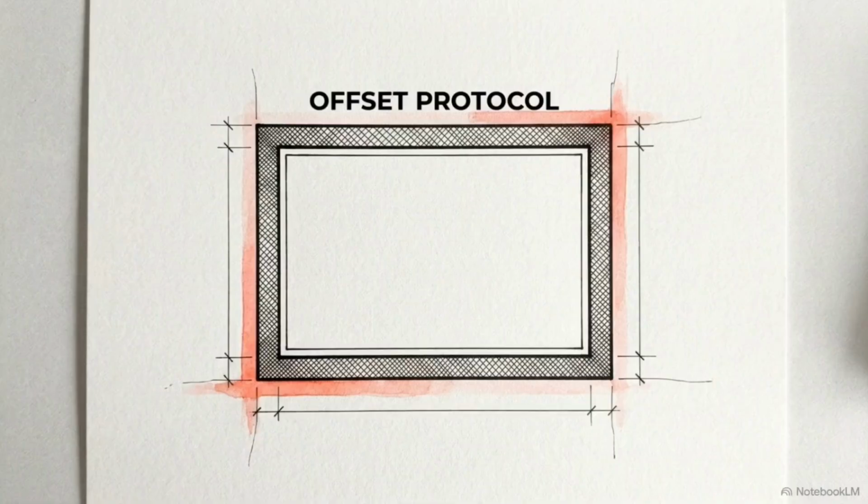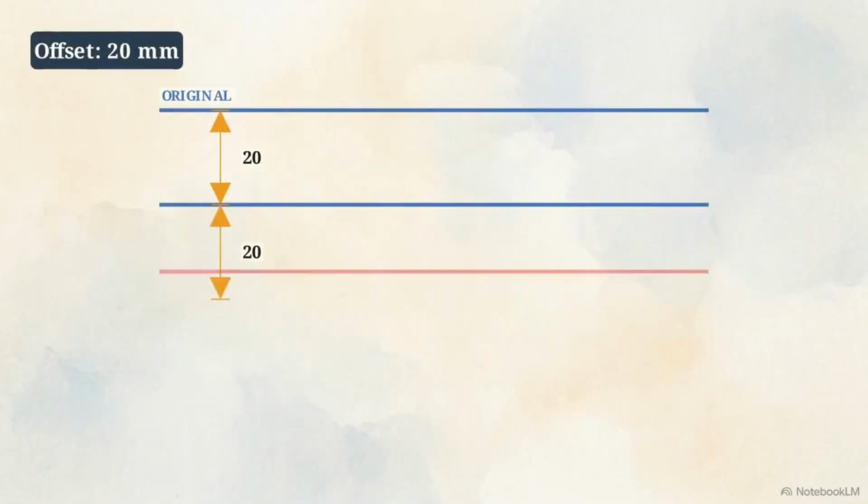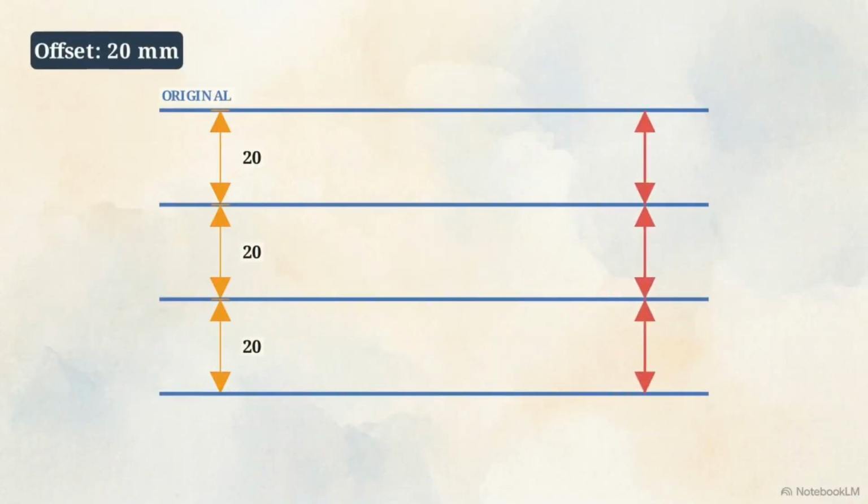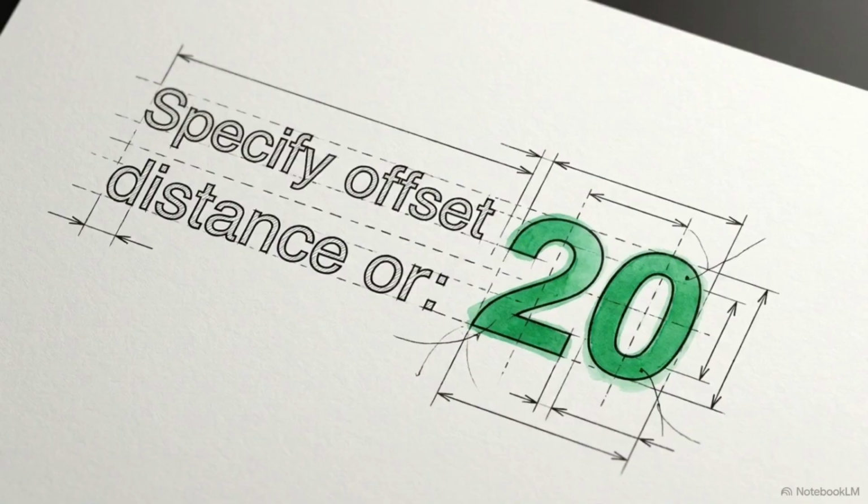For this, we use the offset command, a tool that rapidly duplicates existing geometry at parallel distances, so we never have to redraw lines from scratch. Initiate the offset tool. The software will ask for a specific gap distance. Type 20 and hit enter. Left-click the A4 boundary to select it. Click inside the rectangle's empty space to dictate direction. A new boundary generates 20 millimeters inward.